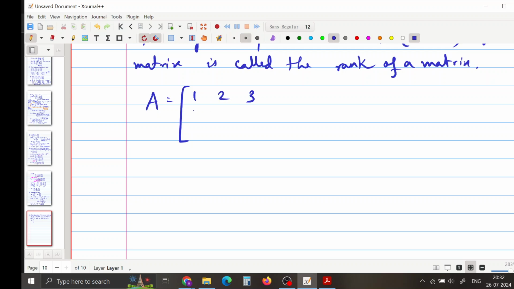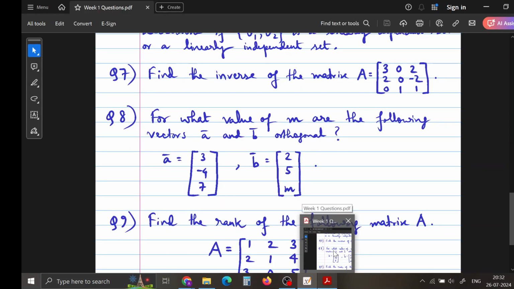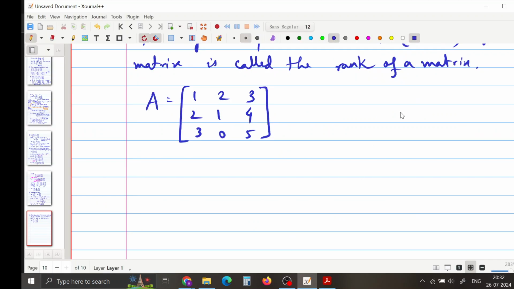So the given matrix in our question is 1 2 3, 2 1 4, 3 0 5. Hope I have written it correctly. So the maximum number of linearly independent rows means, again, we have to do row reduction, Gaussian elimination, perform elementary row operations, and convert that into row echelon form. And in row echelon form, the surviving non-zero rows will be our number of maximum linearly independent rows, which will be equal to the rank of the matrix.